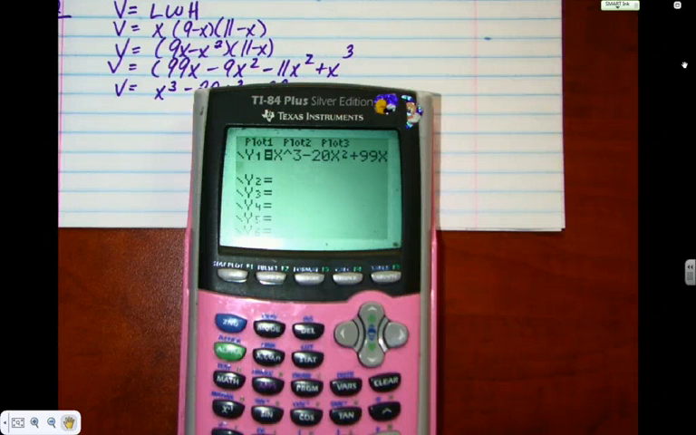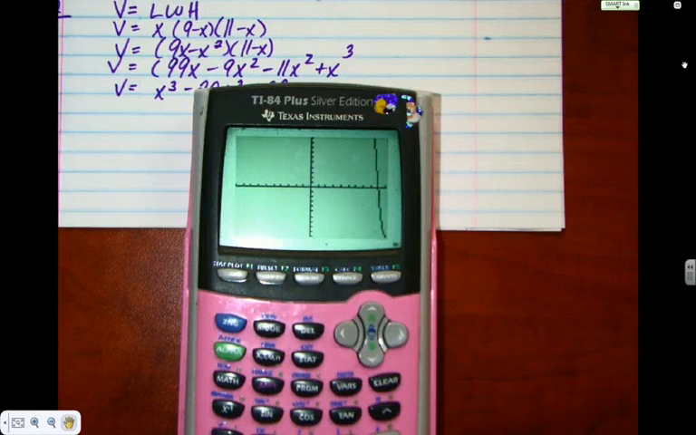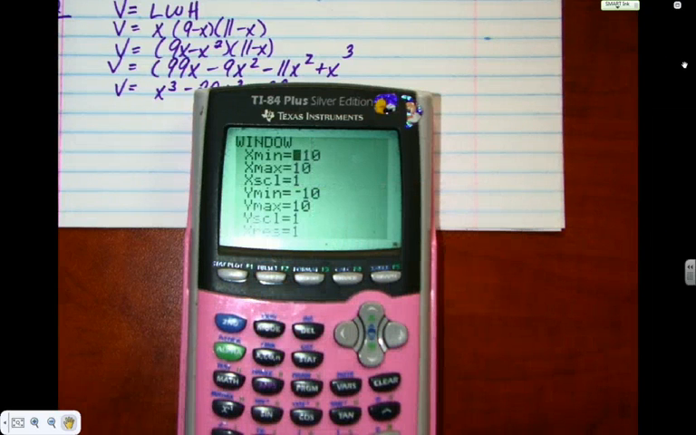Now what? Disk graph, okay. Okay, well that didn't give me a lot to look at. Sorry? Okay, go into window. Okay, what would you like me to change to? 36. Okay, graph.